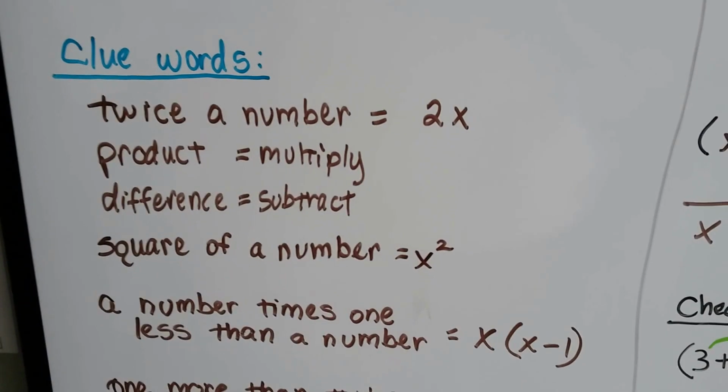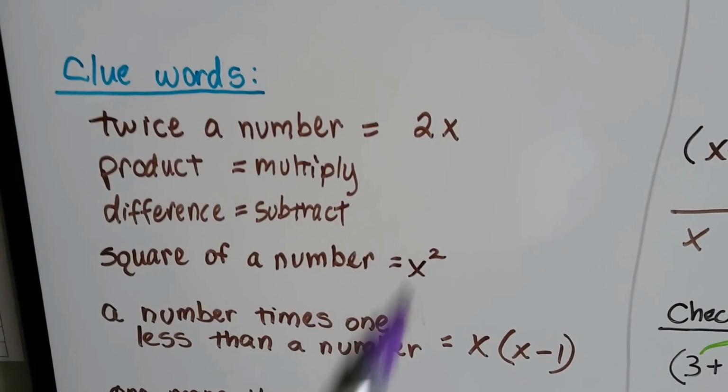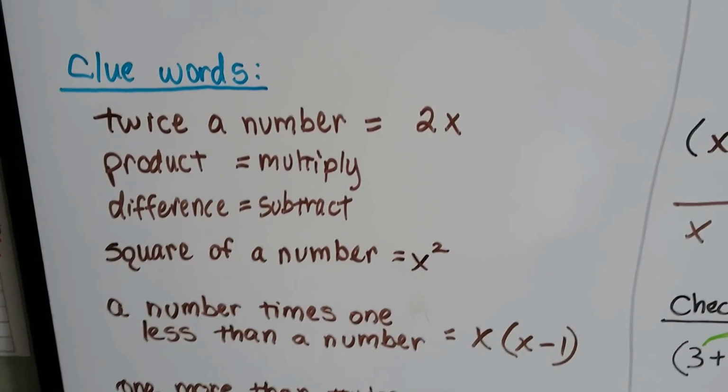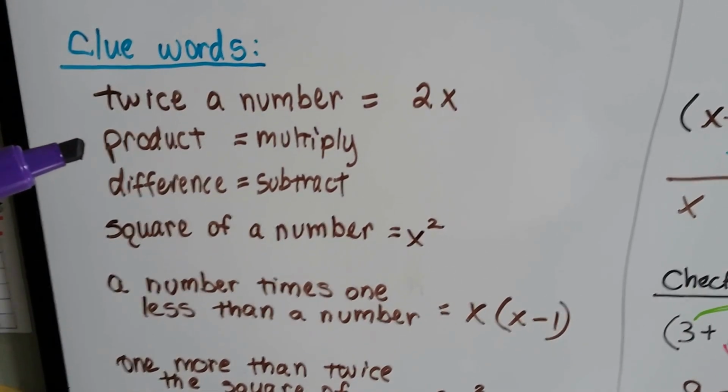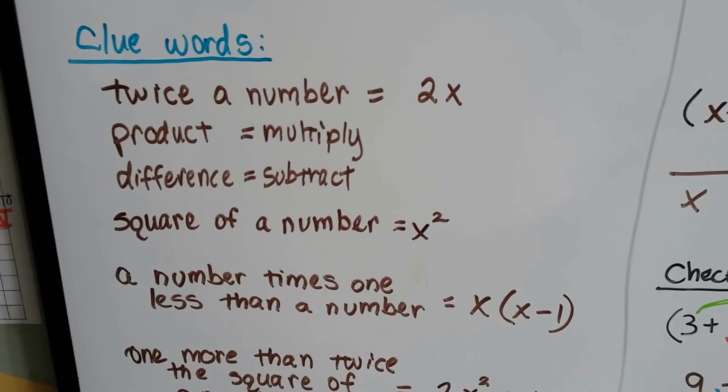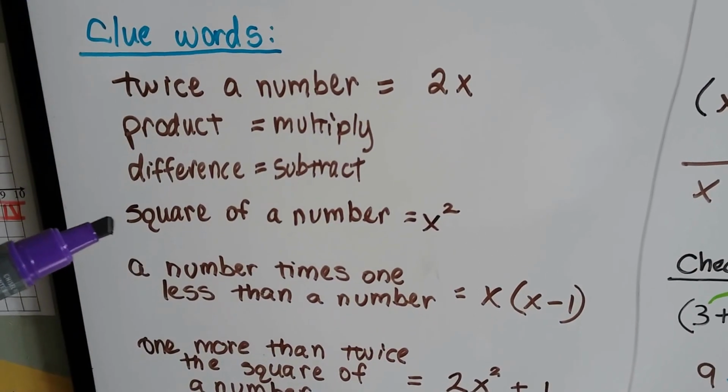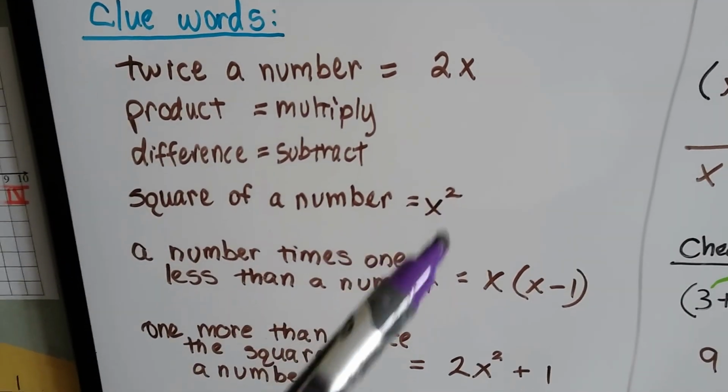If it says twice a number, well, we can make the number x, and that would be 2x. It would be twice the number. And we know if it says product, that's multiply, difference is subtract, sum would be addition, wouldn't it? Square of a number, if x is the number, it would be x squared.